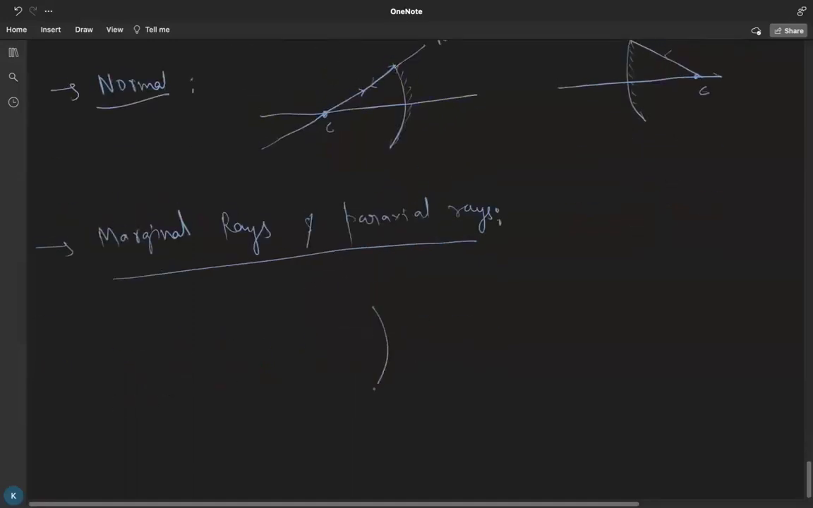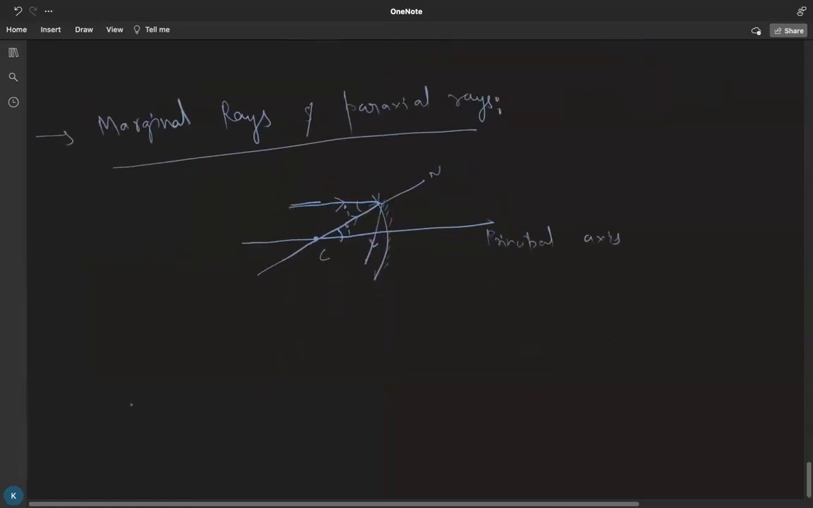Let us suppose this is our spherical mirror. This is our principal axis, and this is our center of curvature. Right. And I'm passing the ray of light from here. This is our normal, and after reflection, I'm assuming the ray of light comes from this direction. This is the ray of light parallel to the principal axis, right? So this angle I'm assuming is i, and this is also i, right?